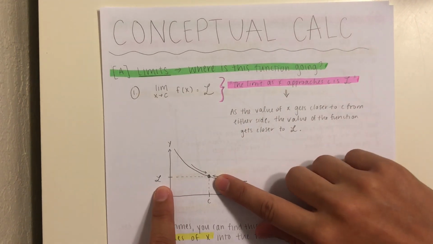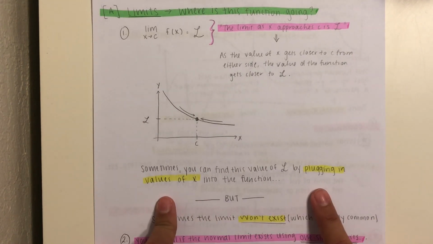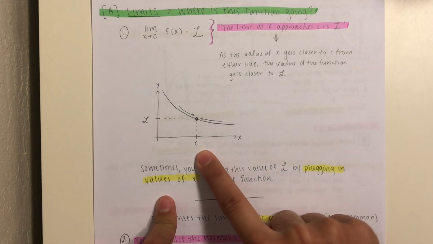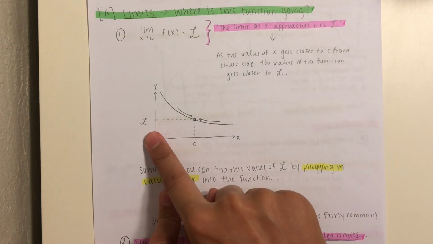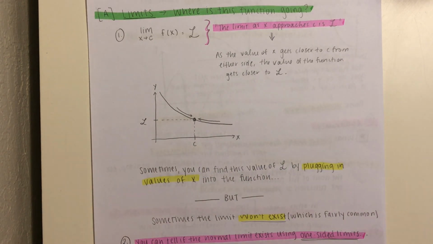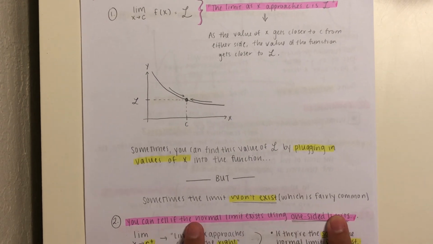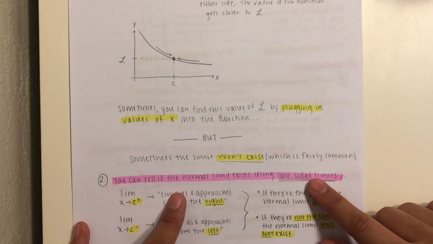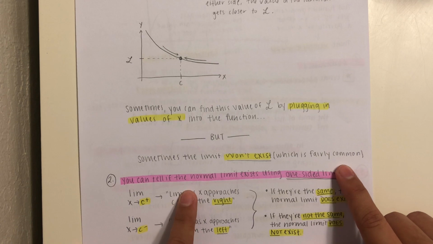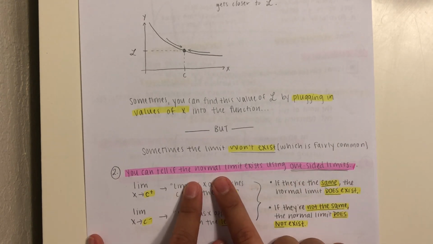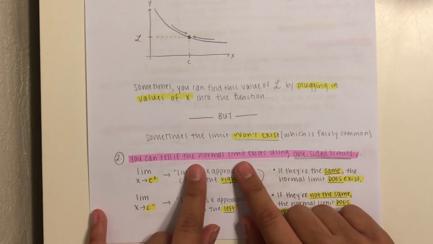So sometimes this calculation is as easy as plugging in that value that you're looking for into the function that you're given. And that'll spit out a value of y, and that's the way to go. But sometimes it gets a little bit more complicated in that the function won't, or the limit won't exist. And as you get into more complicated limit problems, that'll become the case a little bit more commonly. So the way to tell if the normal limit, which is this limit, exists is by using one-sided limits.